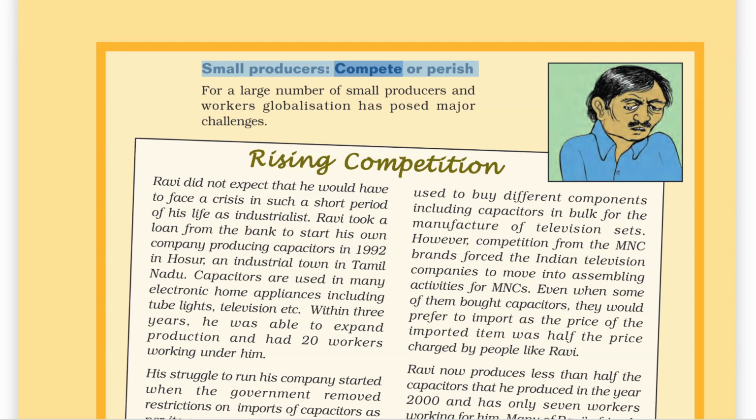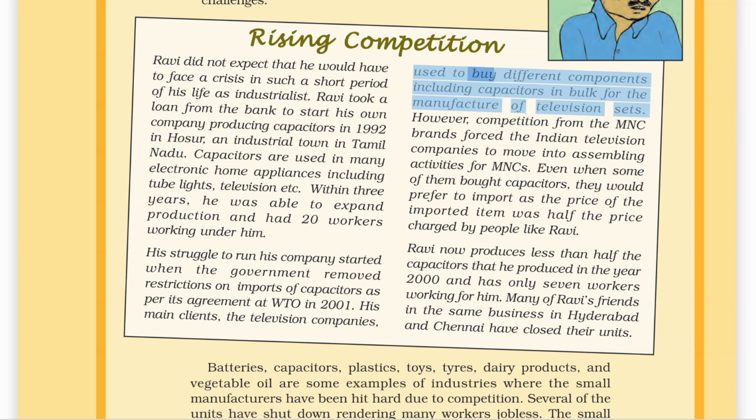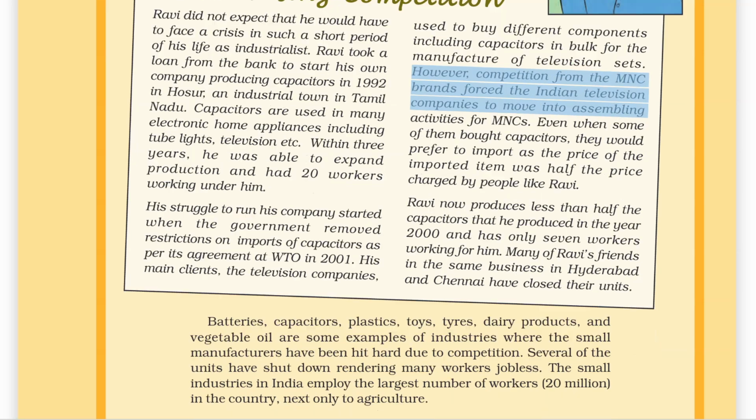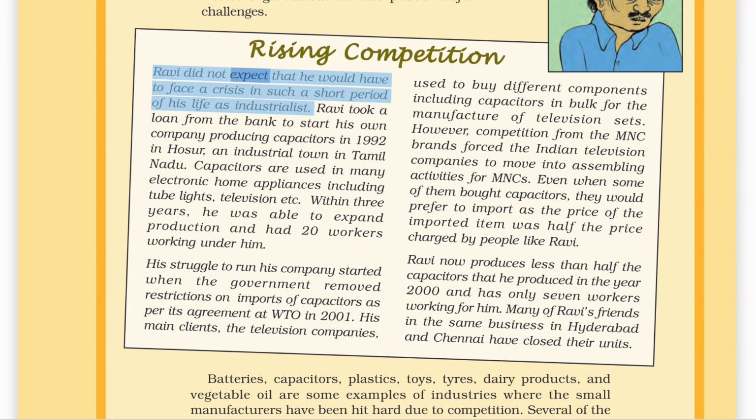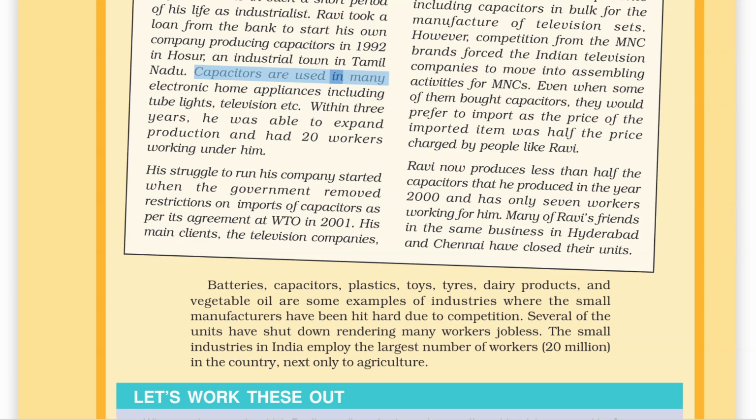Small producers compete or perish. For a large number of small producers and workers, globalization has posed major challenges. Indian companies used to buy different components, including capacitors in bulk, for the manufacture of television sets. However, competition from the MNC brands forced the Indian television companies to move into assembling. Ravi did not expect that he would have to face a crisis in such a short period of his life as an industrialist. Ravi took a loan from the bank to start his own company producing capacitors in 1992 in Hosur, an industrial town in Tamil Nadu. Capacitors are used in many.